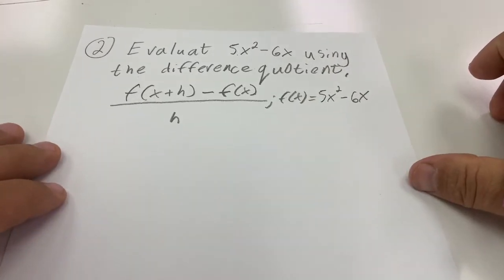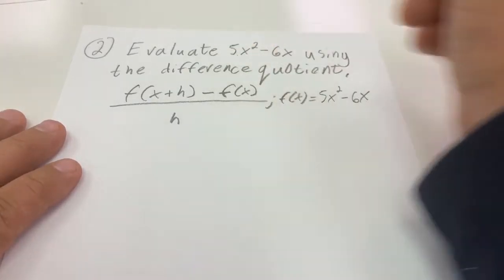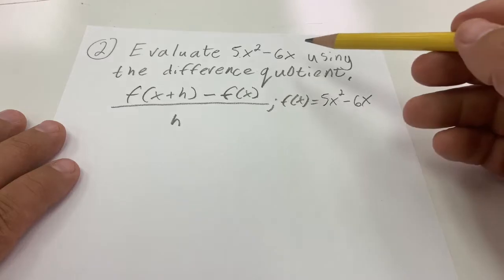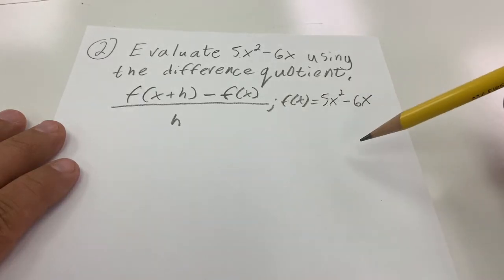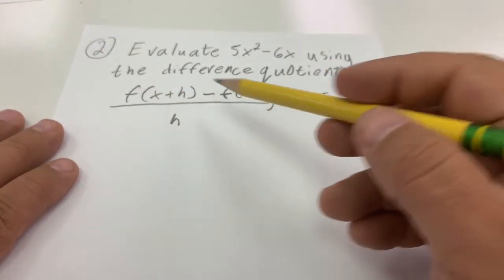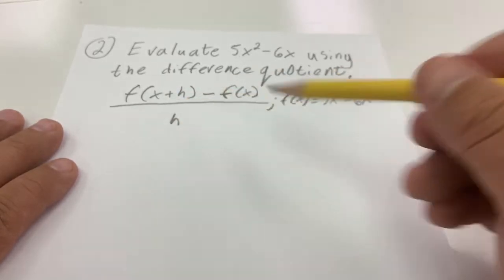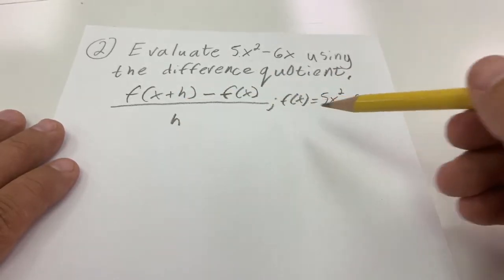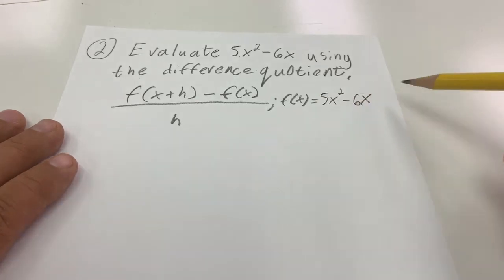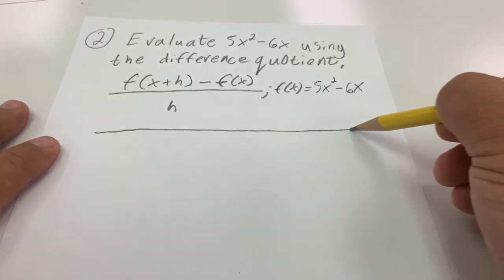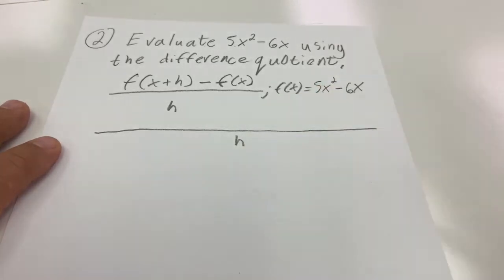So another difference quotient problem. The second one, we're going to evaluate 5x squared minus 6x using the difference quotient. This is the difference quotient, f of the quantity x plus h minus f of x, all divided by h, where f of x equals 5x squared minus 6x. Again, we're going to do a big division bar. Sobre h, over h, with the minus sign in the middle.